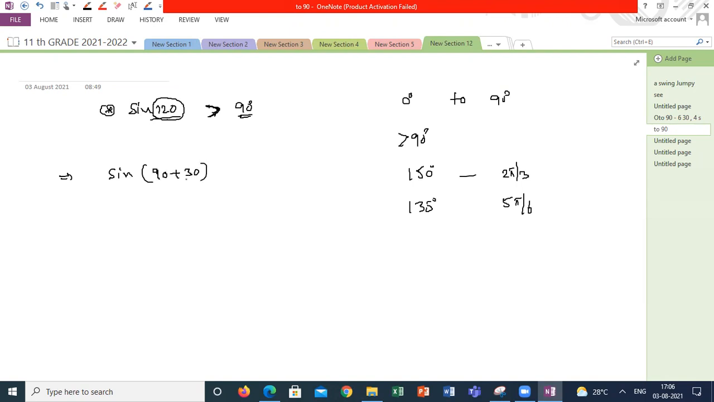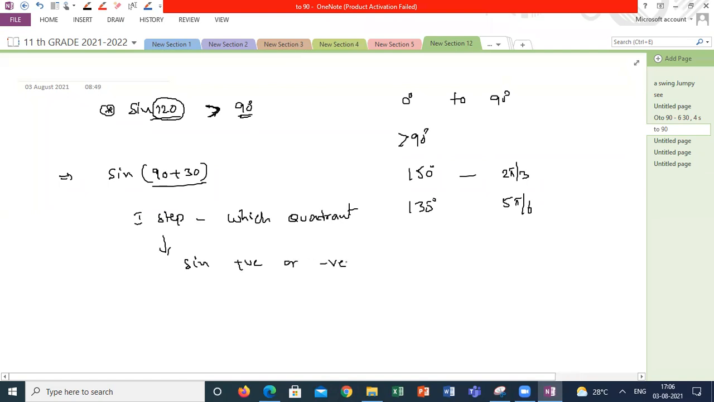After this, sir, we have to find the sign, like which quadrant it lies in, and then the sign of the value. First step is which quadrant. Next, whether it is positive or negative, based on the sign in that quadrant. And then, suppose it's 90 plus theta, then it's sine theta and the sign, positive or negative.